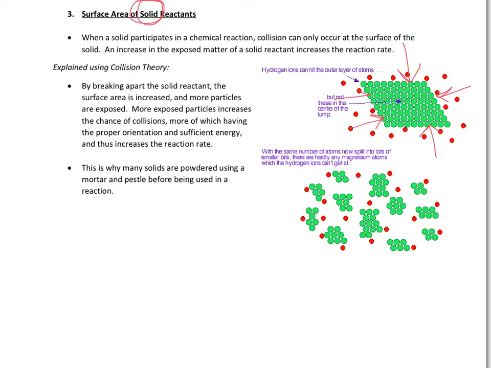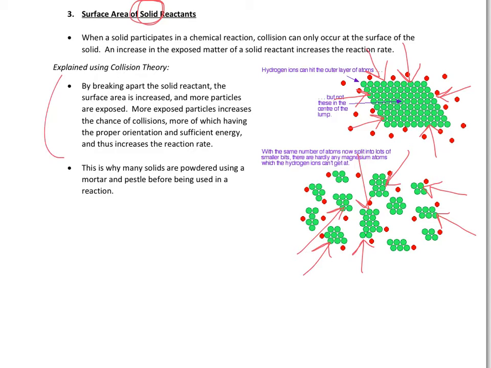The green particles can only be attacked on the outside. If you were to increase the amount of exposed matter, or increase the surface area, for example, then there's going to be a lot more solid particles that can be attacked by another reactant, like in the second diagram. So increasing the surface area will increase the reaction rate.